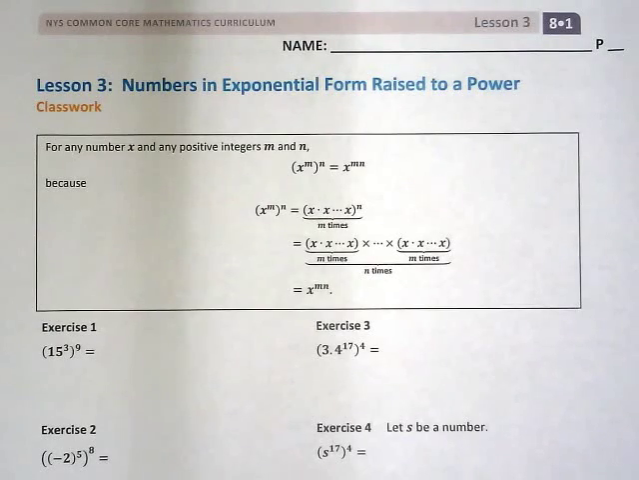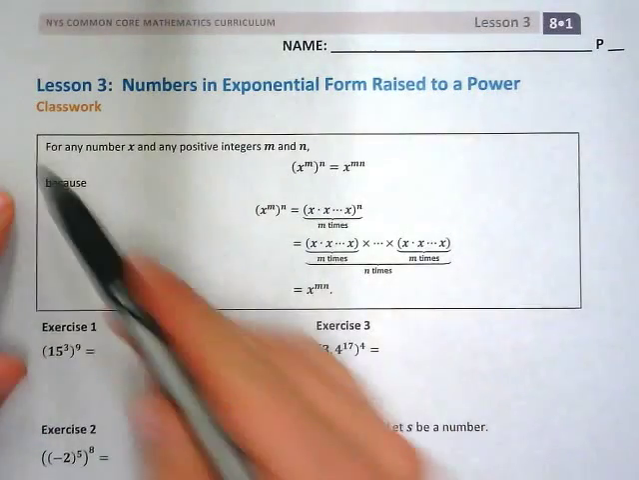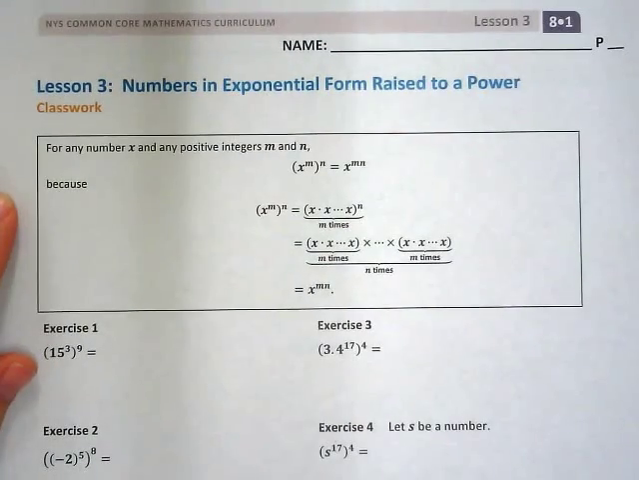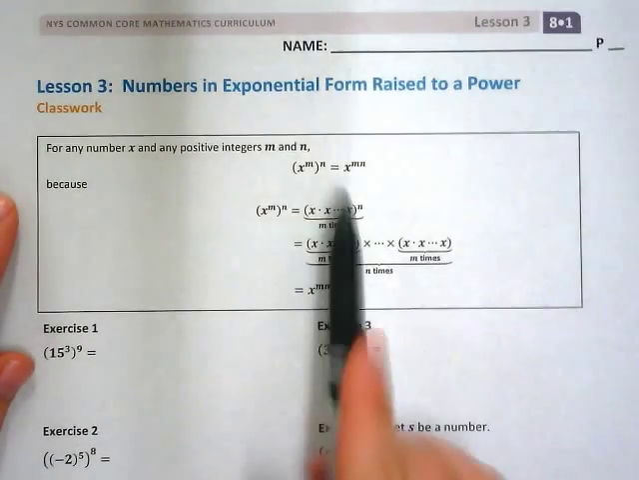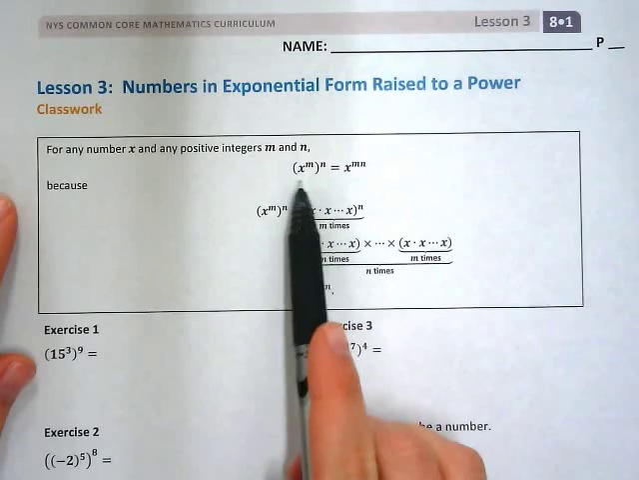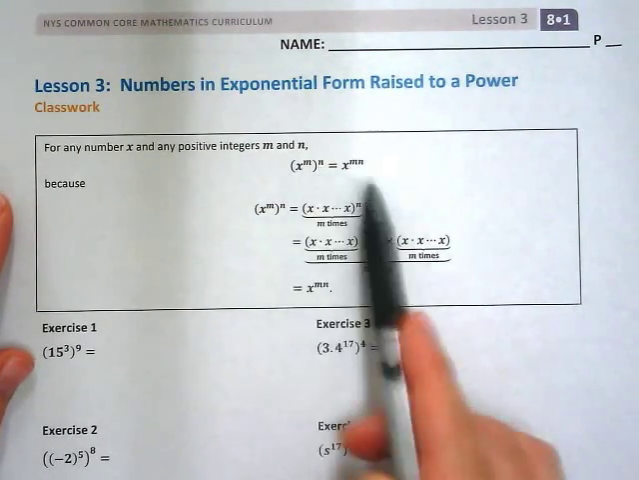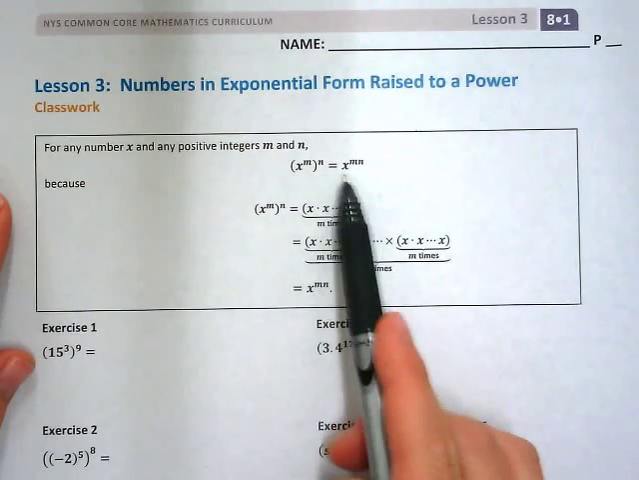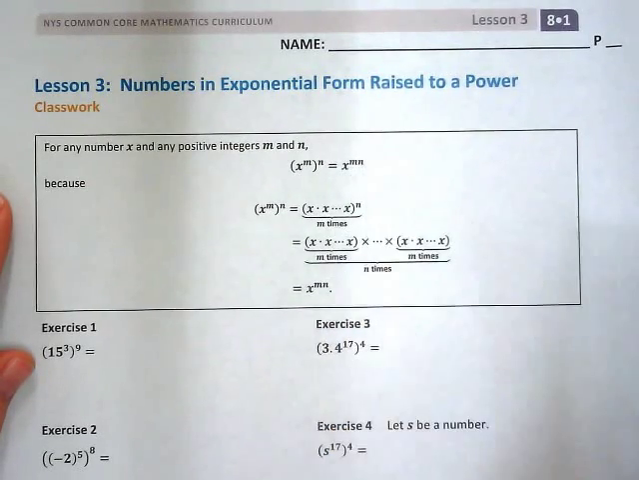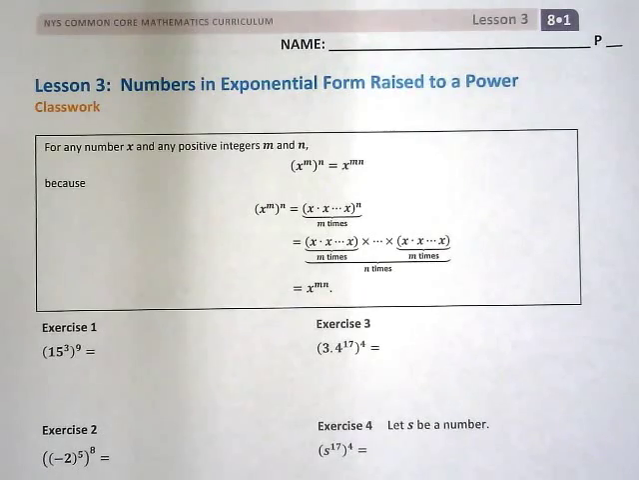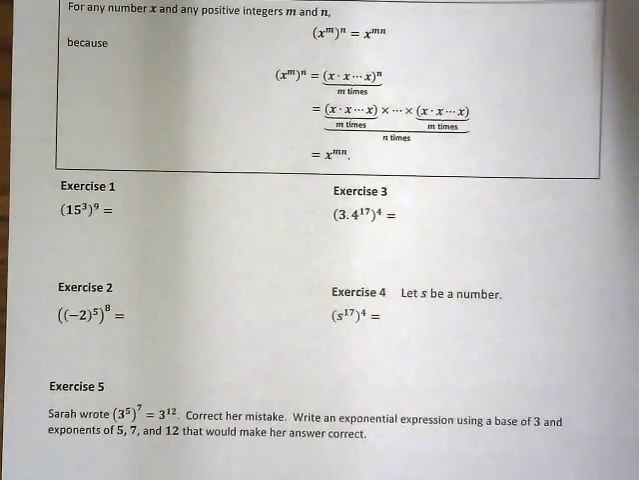Now let's get started on lesson 3. This box right up here at the top pretty much summarizes what we did in our notebooks, reminding us of this law that if we have x to the m raised to the nth power, we can multiply those exponents and we get x to the mn. That's what we learned in our notes. Let's do a couple exercises together.